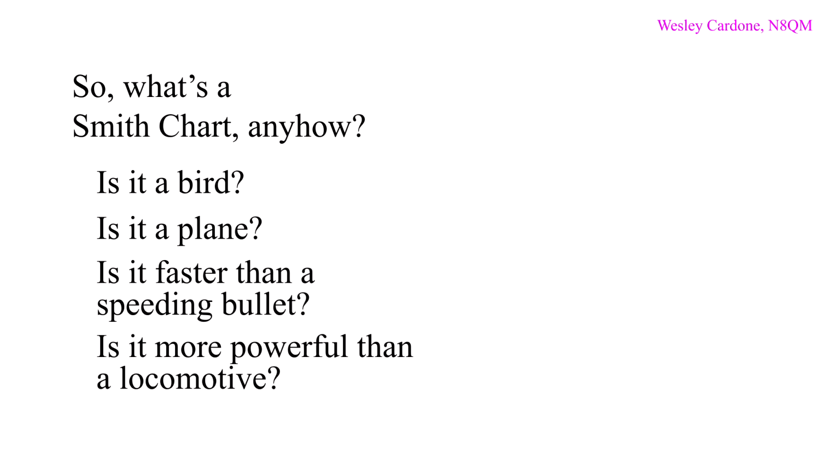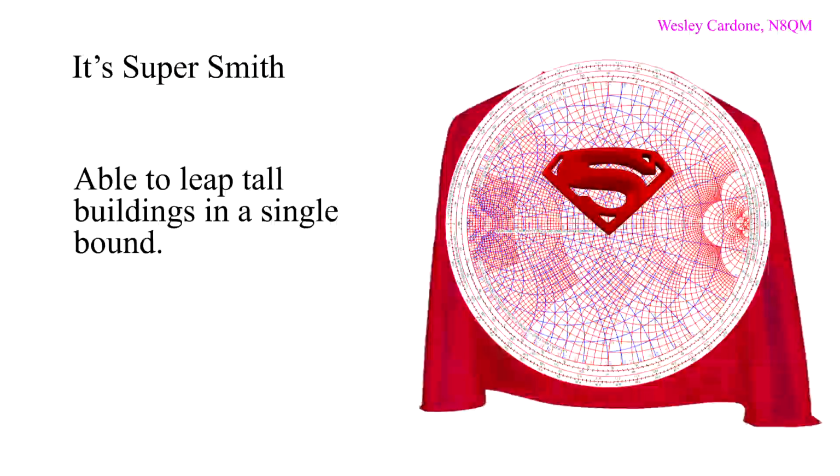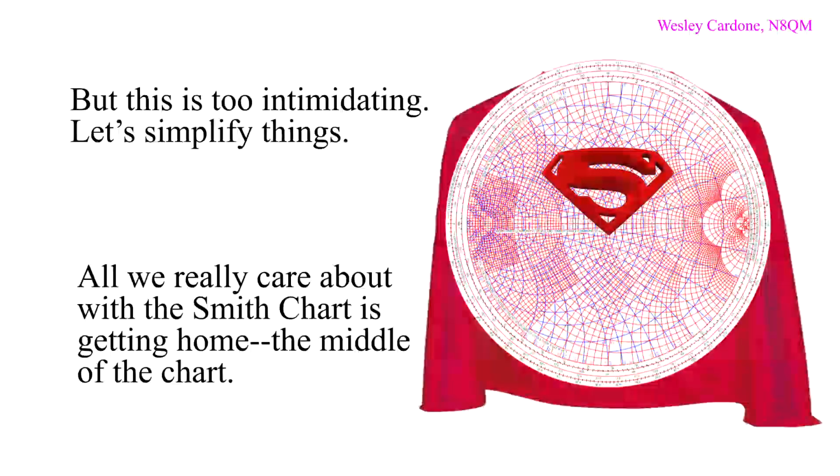So, what is a Smith chart anyhow? Is it a bird? A plane? Is it faster than a speeding bullet? Is it more powerful than a speeding locomotive? No, it's Super Smith, a strange visitor from another dimension sent to demystify the intimidating nature of electromagnetics.